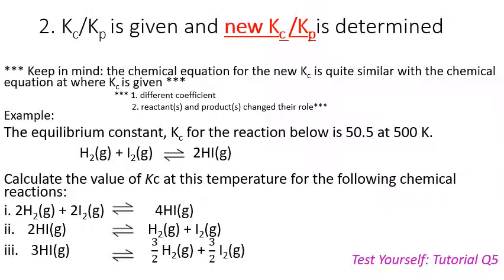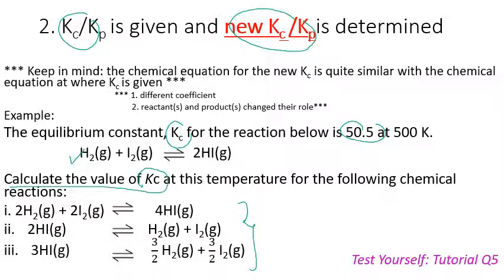Okay, now let's continue with the second type of question, where Kc will be given and then you are looking for the new Kc. So, how will the question look? Let's check. Kc is given for this following reaction. Then the question asks us to look for Kc for the following chemical reactions.